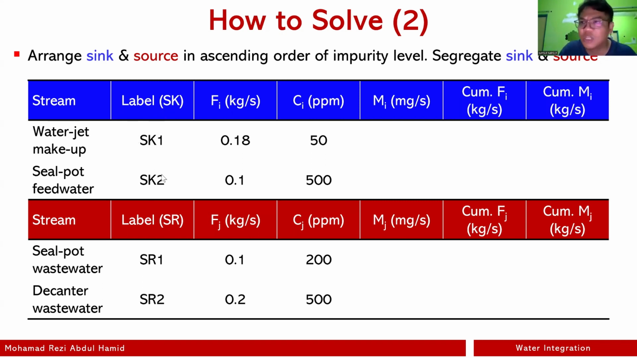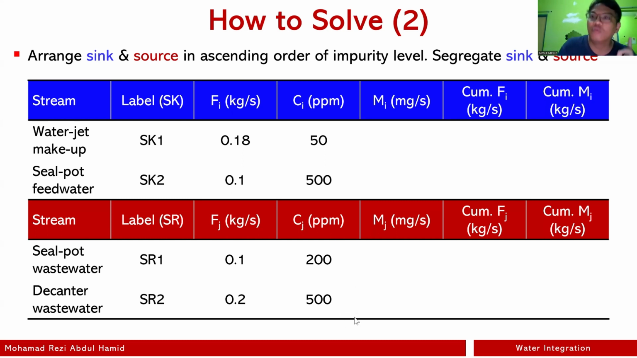Now, SK1, SK2 is basically its position. SK1 is the first row, SK2 the second row, and so on and so forth. These are their flow rates. These are their impurity levels. As you can see here, the impurity levels are in increasing order. It's getting dirtier, if you will. Now, the rest I'll show you later. Now, do the same for the sources. I designate them as R1, R2, and so on and so forth. If you have more than two streams, list them by their impurity levels in ascending order.